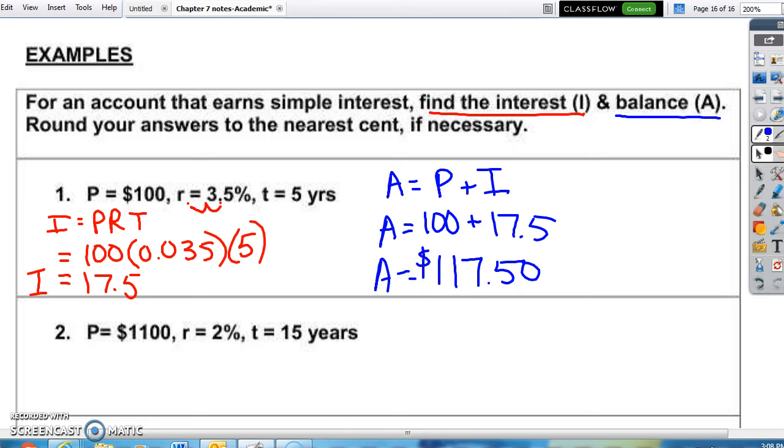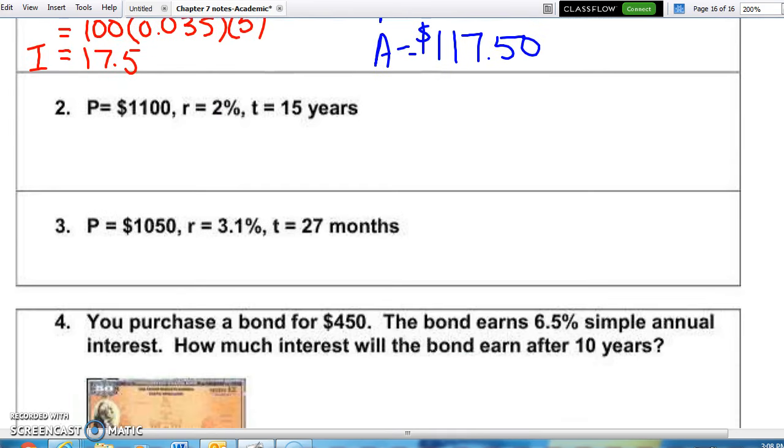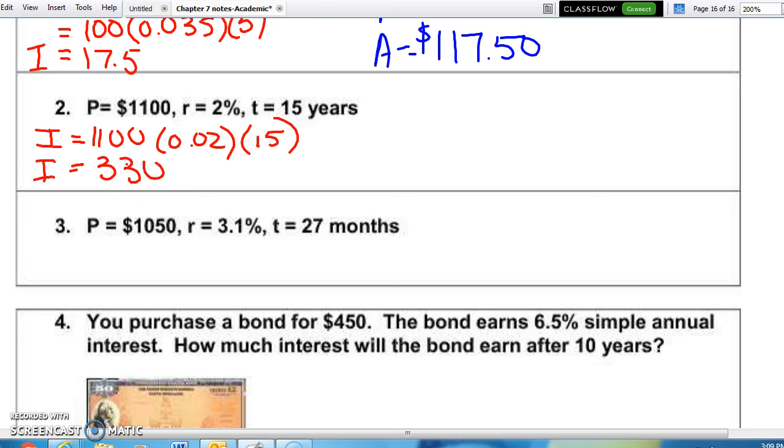Let's try another one, working our way through. Our principal is $1,100. Our rate is 2%, and our T is 15 years. So once again, I equals PRT. We have 1,100 times the rate, which is 2%, times our T in years, which is 15. When we multiply all of this through, what are we going to get? Well, we're going to get 330 for our interest.